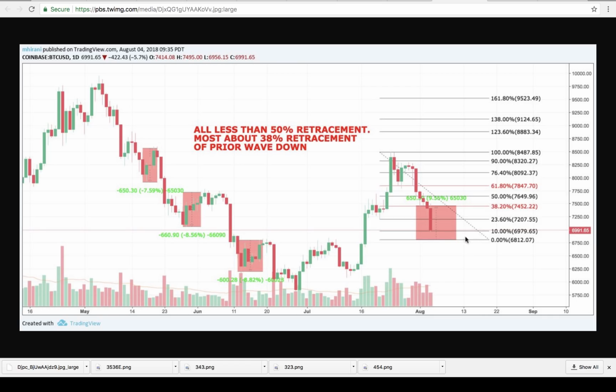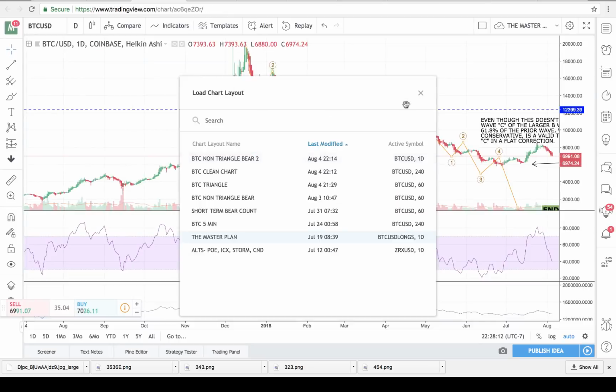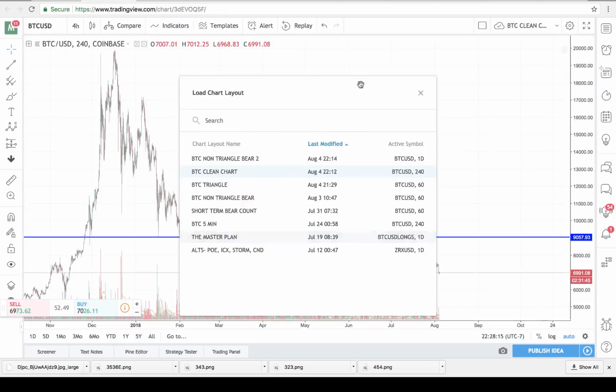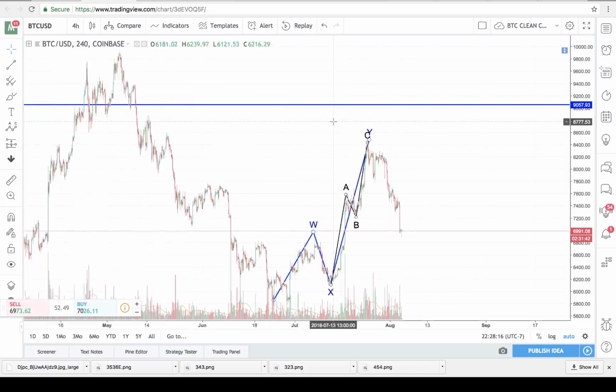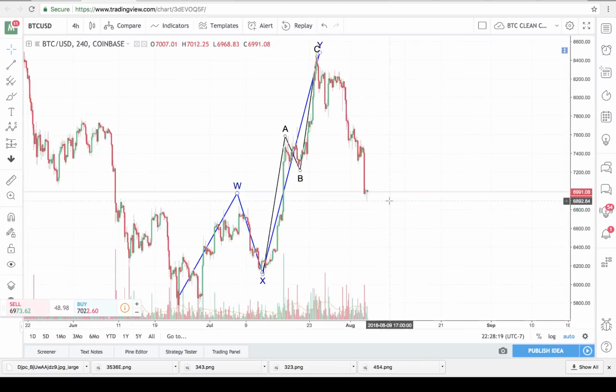So based on what we're at, about 6.8 thousand right now currently. Actually, let me take a look here. Bitcoin is currently at, where are we at? 6.9 thousand, right around 7,000.